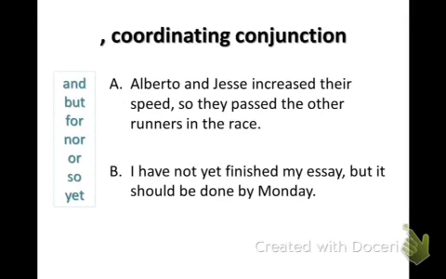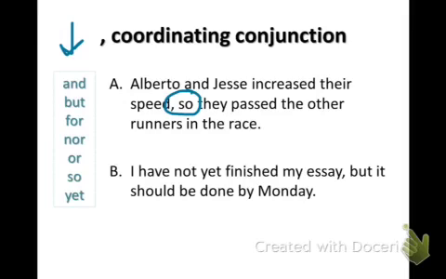It's important for you to note that the specific coordinating conjunctions here, and, but, for, nor, or, so, yet, are pretty much going to be the foundation of using compound sentences. In sentence A, Alberto and Jesse increased their speed, so they passed the other runners in the race. In the middle of the sentence, I can see my comma and coordinating conjunction here.